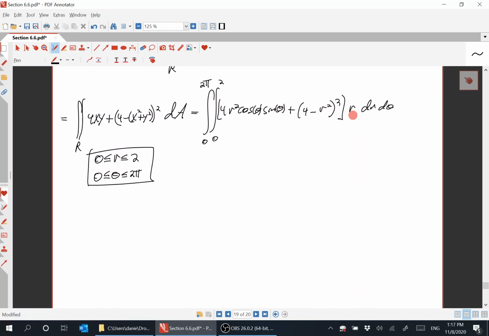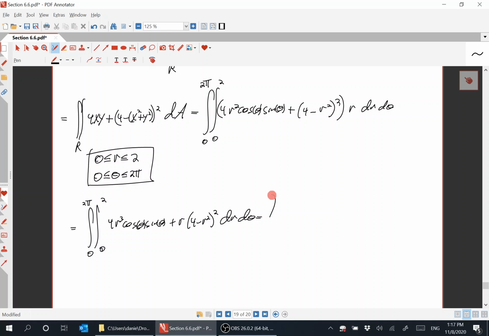So multiplying through, remember that correction factor r. Multiplying that through, so this is 4r to the third cosine theta sine theta. And make sure you put parentheses around that whole expression when you have a sum, because that r needs to be distributed through the whole sum. A lot of times it hasn't been a sum, but this time it is. Plus r times 4 minus r squared, squared, dr d theta.